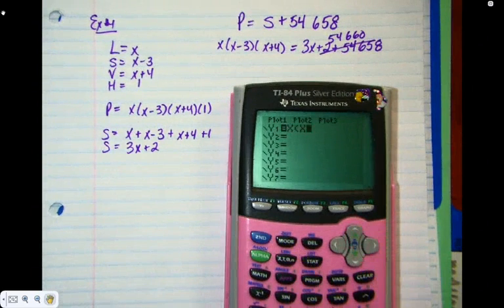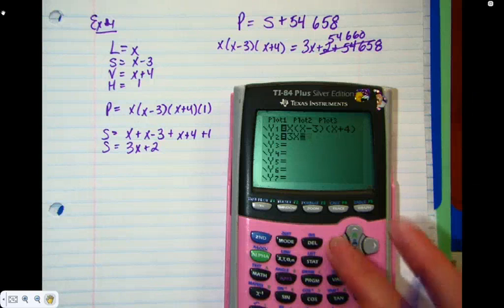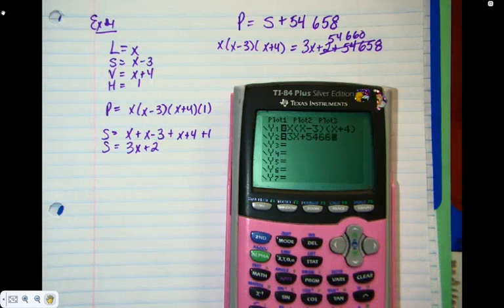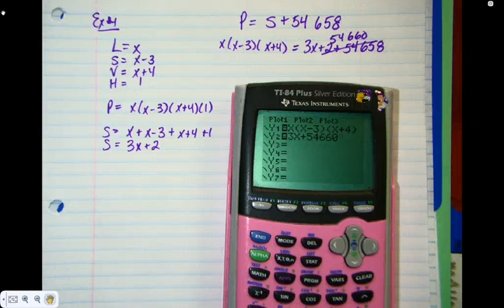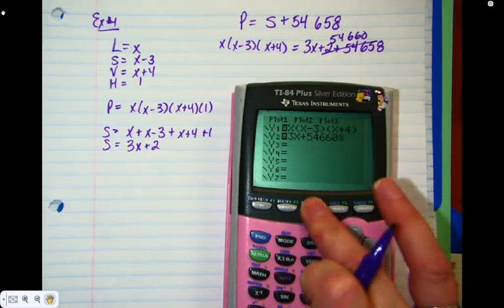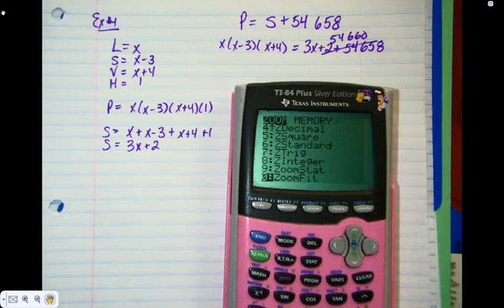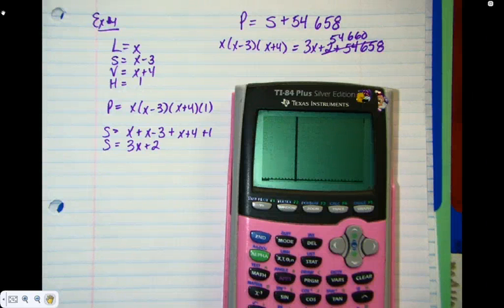Okay, so x times x minus 3 times x plus 4, and the Y2, x plus 54,660. Obviously, with a number that big, it's easier to go zoom fit and say, calculator, figure it out. How did calculator do? Not so well, because we know it's going to intersect somewhere off on this side.